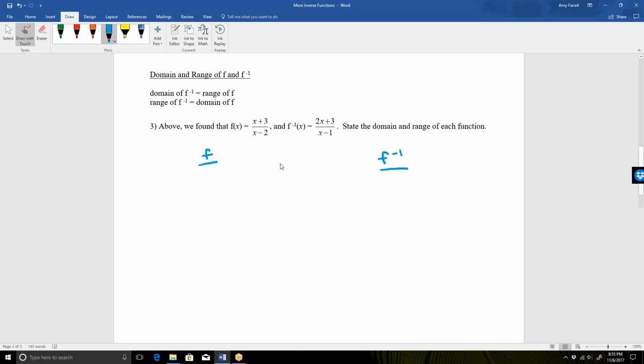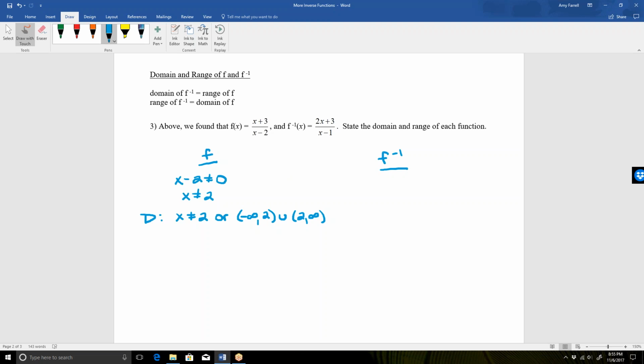To find the domain of f, we've seen this a lot in this course. We know that division by 0 is undefined. So this means that x minus 2 cannot equal 0, which means that x cannot equal 2. So the domain of our original function f is that x cannot be 2, or if you want to write that in interval notation, this is what it looks like. Just see what your instructor wants.